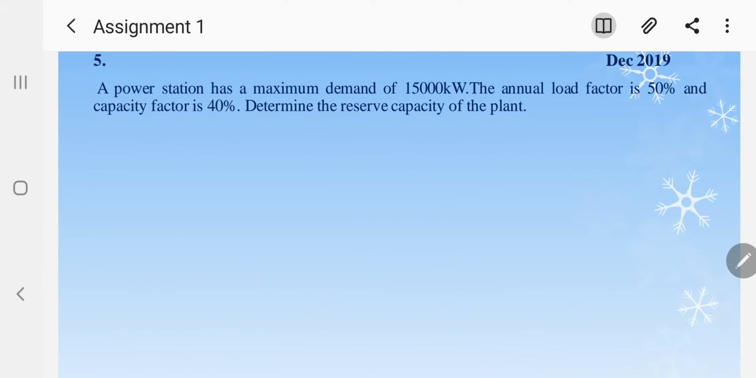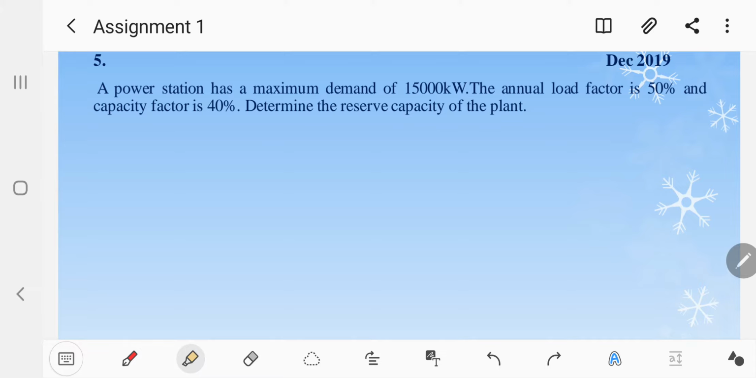Our last question is a very simple question. A power station has a maximum demand of 15,000 kilowatt, and the annual load factor is 0.5 and the capacity factor is 0.4. You are asked to find the reserve capacity of the plant. So how can we solve this problem?